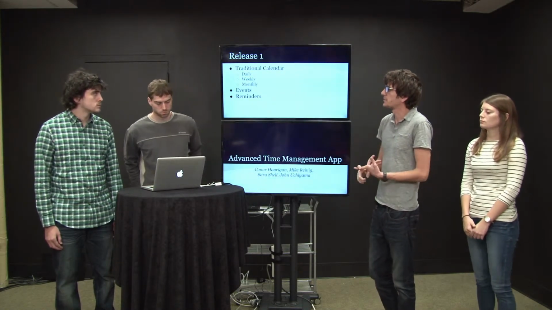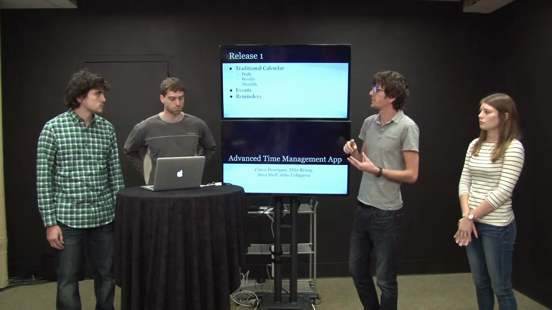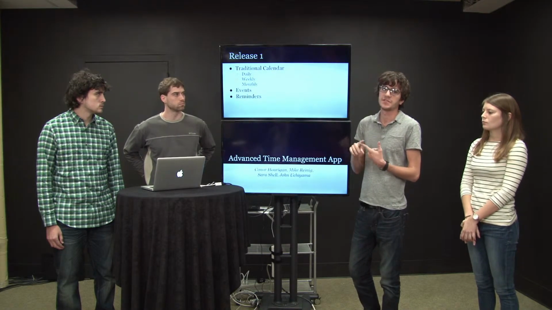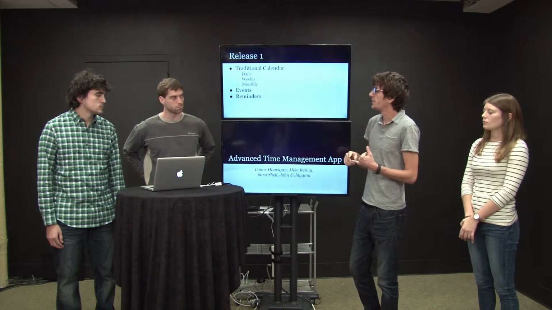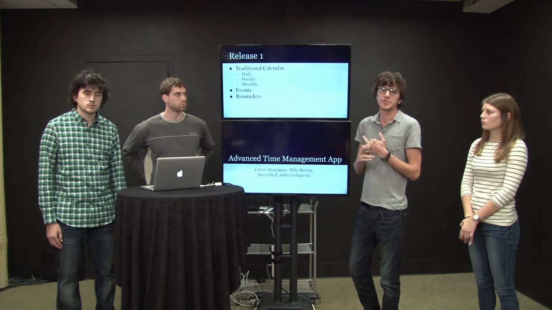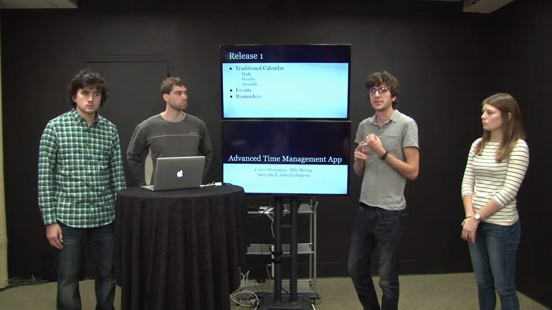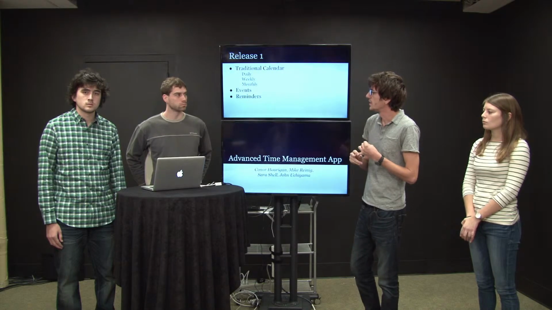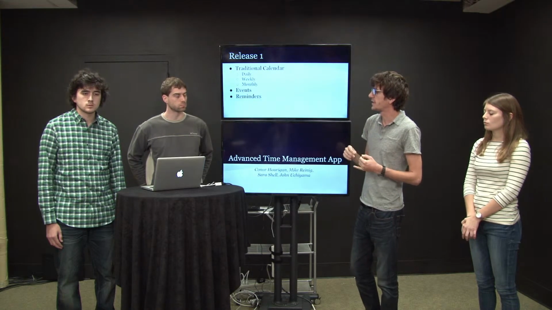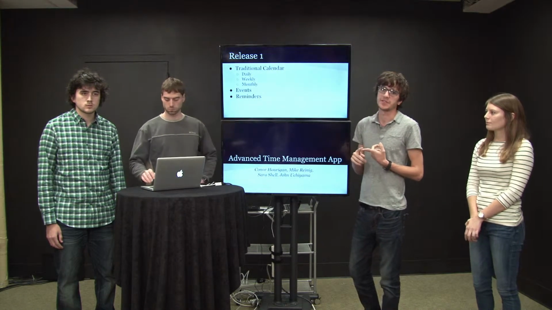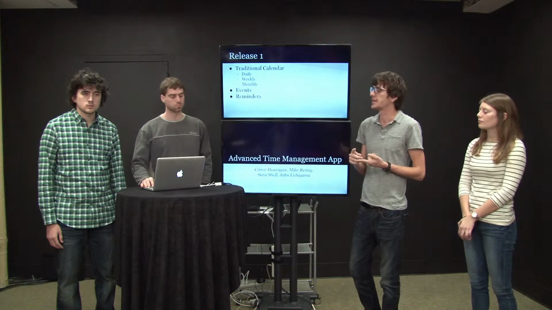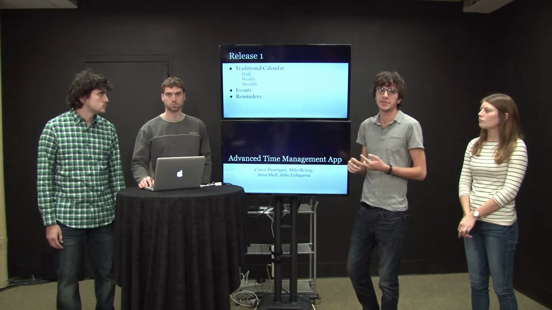So, like I said, with release 1, we put in a traditional calendar, with the 3 main views of daily, weekly, monthly, and then you'll be able to schedule your static events that have a set time and date, and then you can also put reminders. So that's stuff that you want to get done but doesn't have a set time. Like maybe laundry or do the dishes or something.